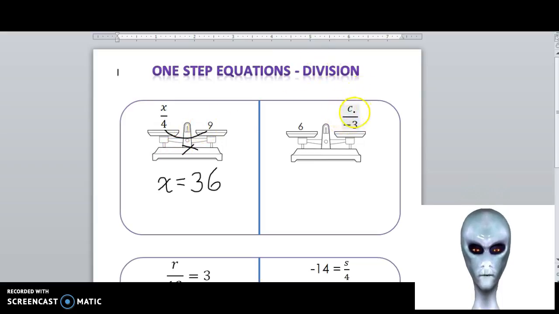Our variable is c, so c divided by negative 3 gives me 6. So the inverse operation of division is multiplication. So I'm going to do negative 3 times 6. I'm going to use my calculator to check. Negative 3 times 6, I'm taking a negative, multiplying it by a positive, gives me negative 18.